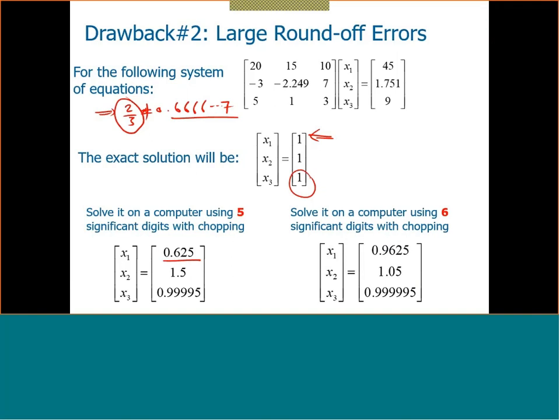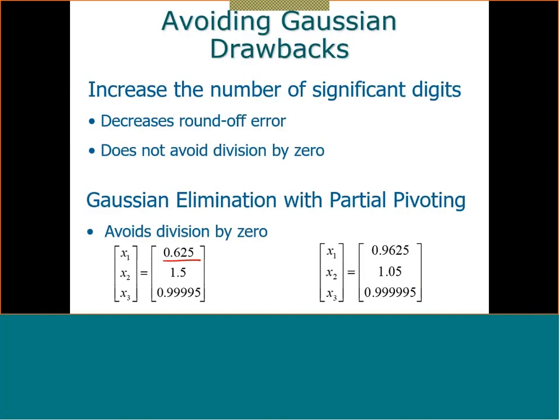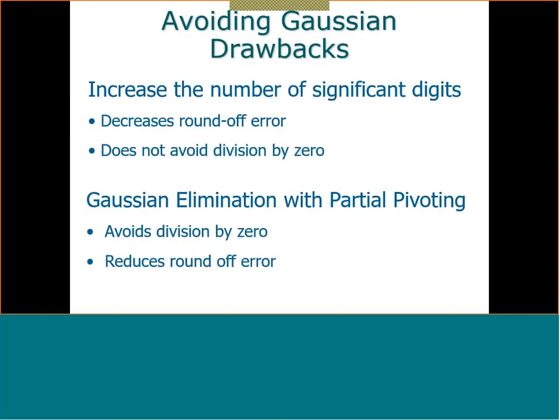So how to avoid these two drawbacks? For the significant digits, instead of 6, use 8, 9, or 10. This will decrease the amount of error. However, it does not avoid dividing by 0. Regardless of how many significant digits you are using, you will still have the problem.